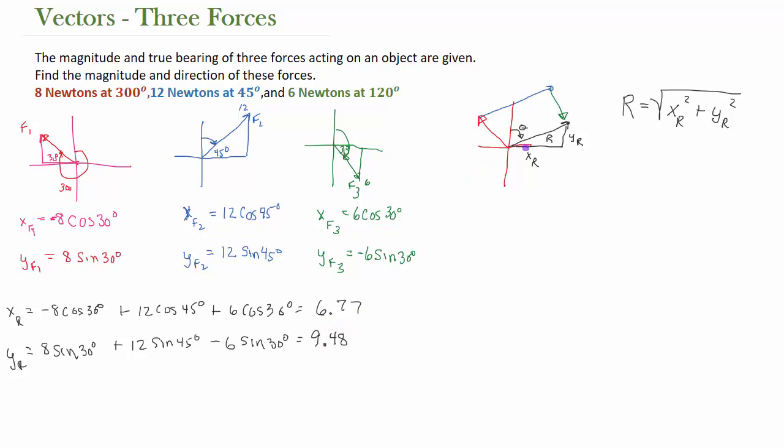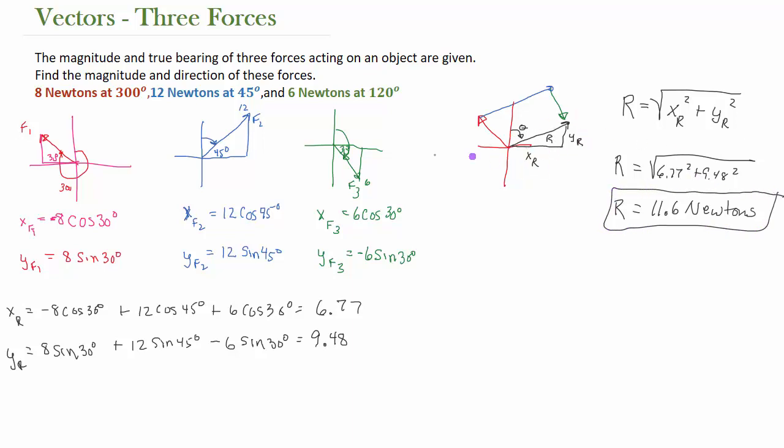And if you look, that kind of matches our picture. Right and then up. So now, can we find our resultant force? Absolutely. The resultant is going to be the principal square root of 6.77 squared plus 9.48 squared. Or the resultant force turns out to be a magnitude of 11.6 newtons. Not too bad. And again, we're using right triangle trig here, just looking at our pictures individually.